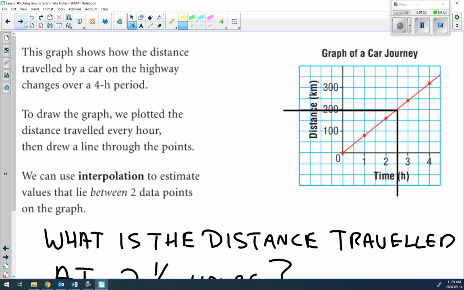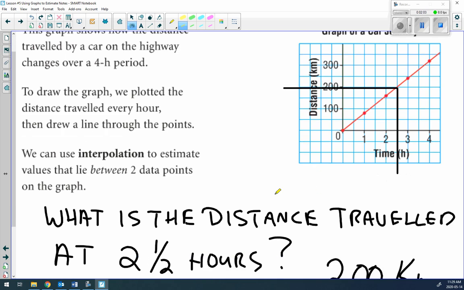So what we have is a graph that shows the distance traveled by a car on a highway over a 4-hour period. So time is along the bottom here, and the distance goes up here. So what we can do is ask, hey, what's the distance traveled at 2.5 hours? So 2.5 hours would be here. We go up and we come across. Yeah, it's about 200 kilometers.